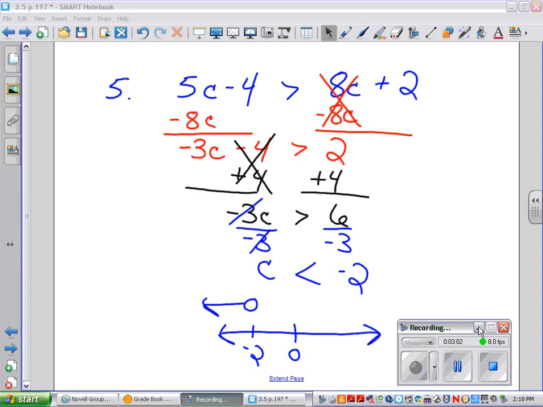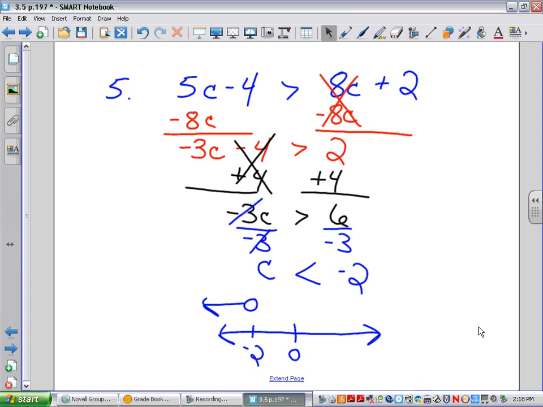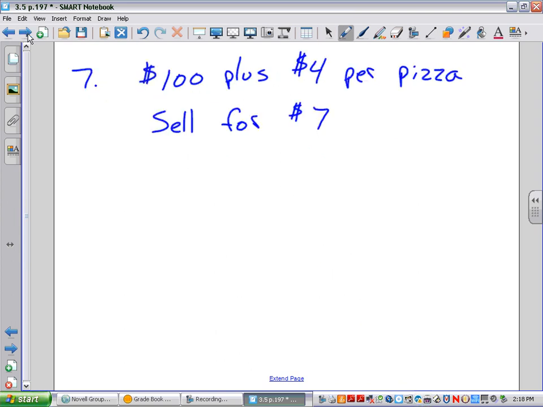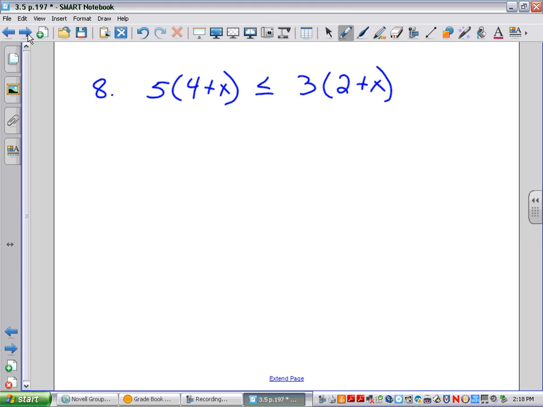I apologize. The one I wanted to work out was number 8. So you get a freebie here. Number 5 is an extra one. Number 8. I see why I wanted to work it out with you, because I see parentheses.